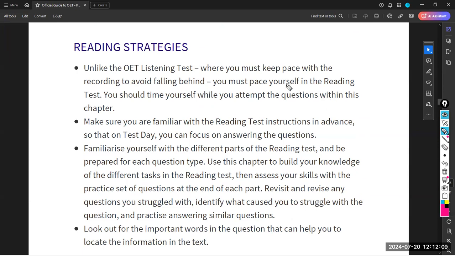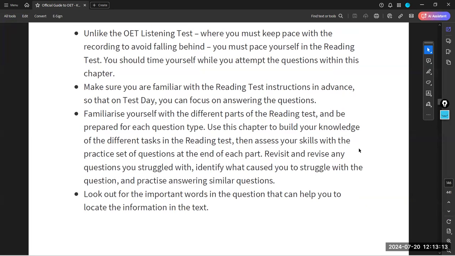Okay. Now, what are the strategies I have to keep in mind while solving the reading module? Unlike the listening test, where you must keep pace with the recording just to avoid falling behind or maybe losing the speaker, now you pace yourself in the reading test. You should time yourself. This is extremely important. You don't have all day long. You are not free to take all the time to solve the three parts. Be careful while you attempt the questions within this chapter. So we have to be familiar with the passages and the questions, because by doing so, absolutely, you will save your time and you will not lose time trying to understand the questions or figuring out the passages or something like that. Okay.